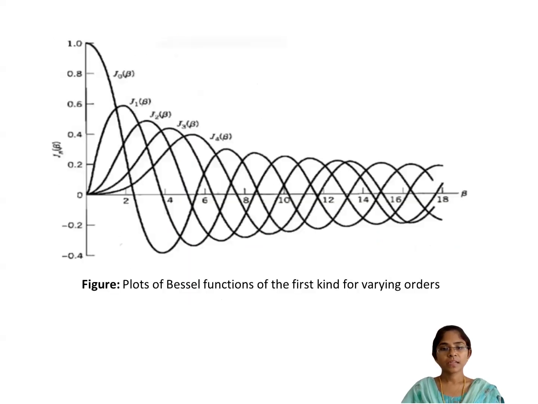So this is the Bessel function. These are the values of the Bessel functions. The Bessel function is represented as Jn of beta, where n is equal to 0, 1, 2, 3, 4 like that. So for different values of beta, we write down the corresponding value.